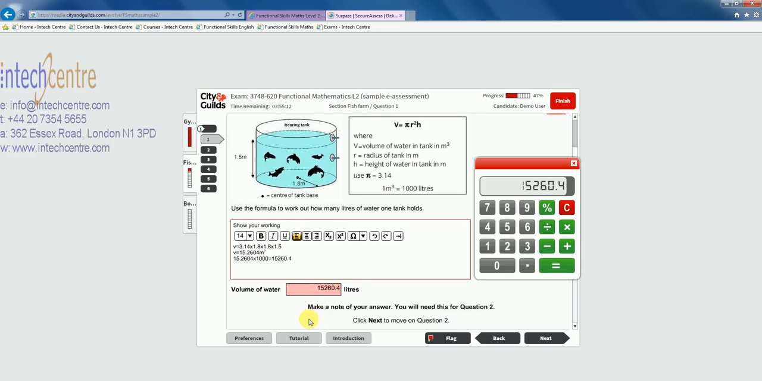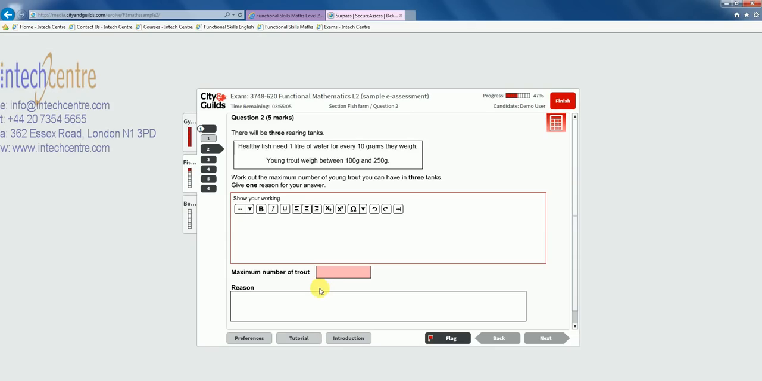So it says again, make a note of your answer. You will need this for question 2. So now we're going to click next. So this gives us question 2. It's also worth 5 marks.